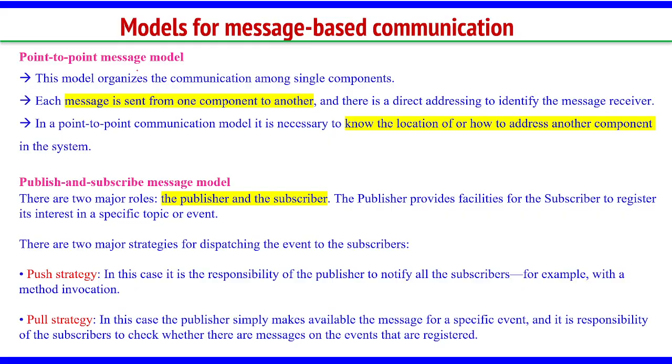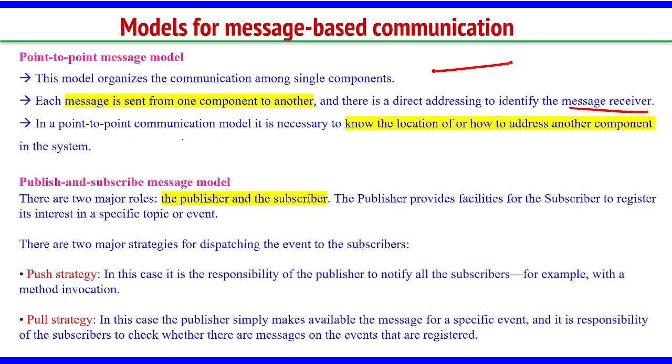The first one is the point to point message model. This model organizes the communication among single components. Point to point means only directly one to one. Each message is sent from one component to another, and there is a direct addressing to identify the message receiver. A fixed thing, like in WhatsApp I send a message to you only, I search for your number or name and I send it to you. It comes only to you, right. That is point to point.